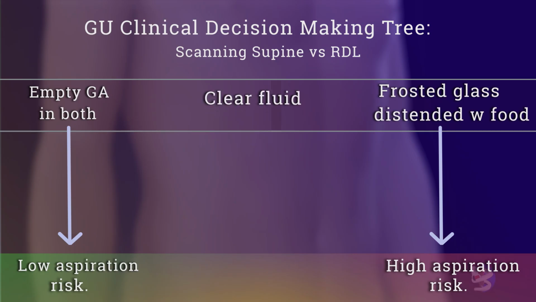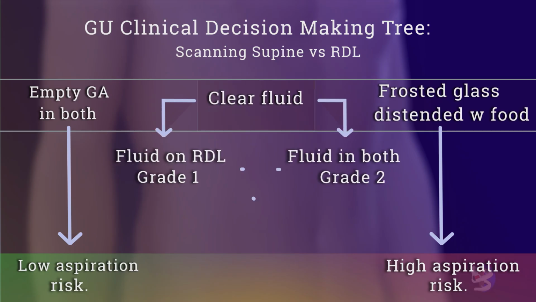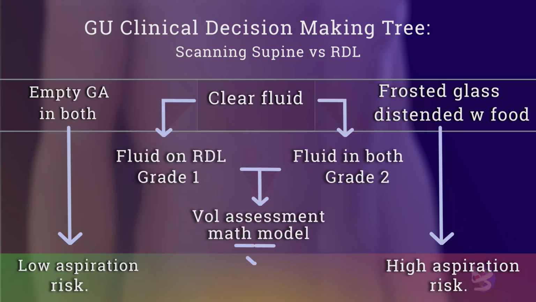Finally, we have clear fluid. If we see grade 1 or 2, we would need to make estimates of volume to estimate risk. A volume that is estimated to be above 1.5 mLs per kilogram is considered to be high. It is likely that in the acute setting, anything other than a grade 0 would classify as high risk due to time constraints.